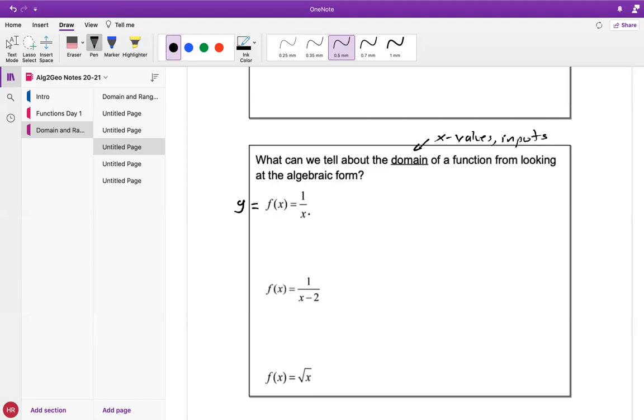It turns out there's only one x that doesn't work in this function, and that's 0. You cannot have 1 over 0 because it's undefined. You can't divide by 0. So the only x that doesn't work in this one is x equals 0. So we'd say something like x cannot be 0.